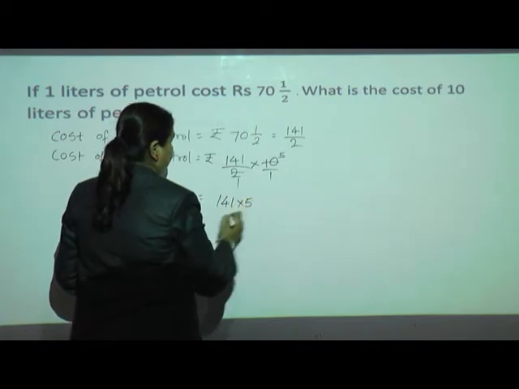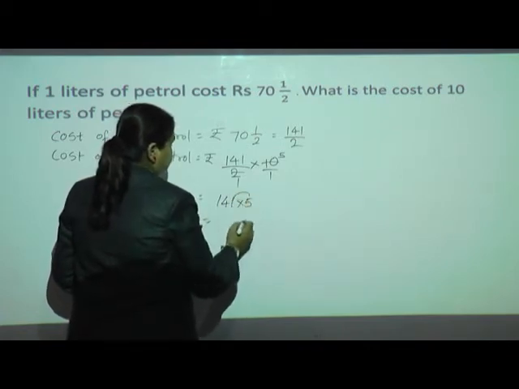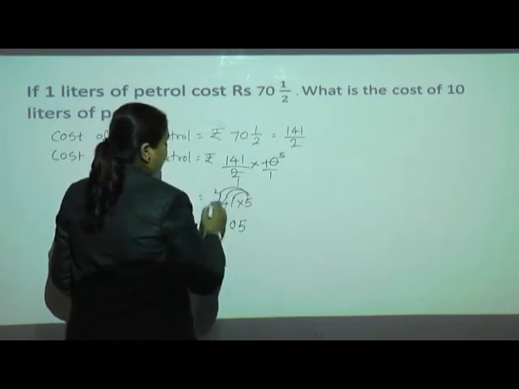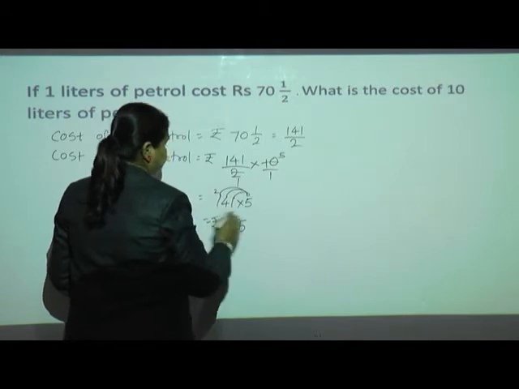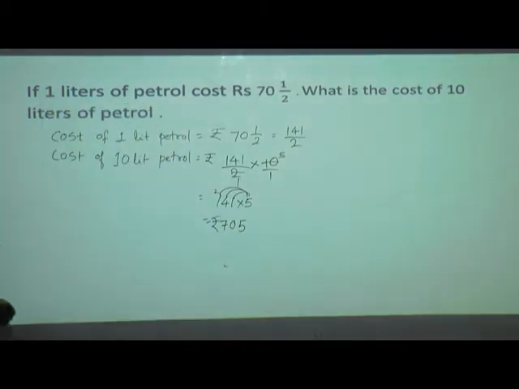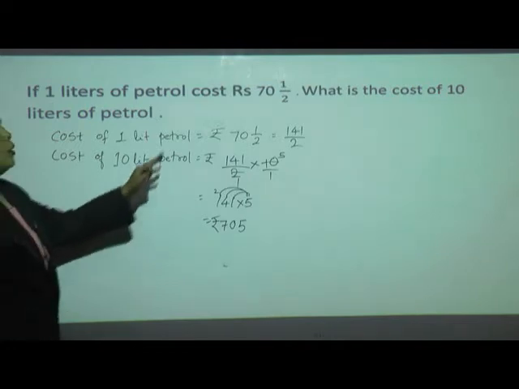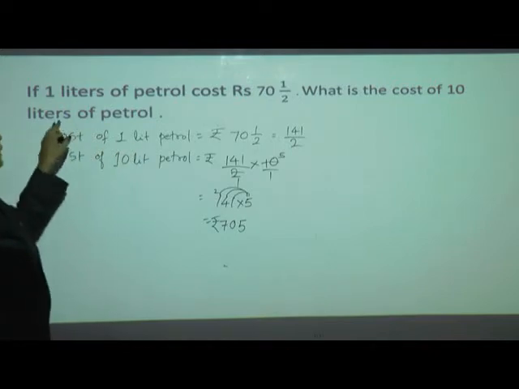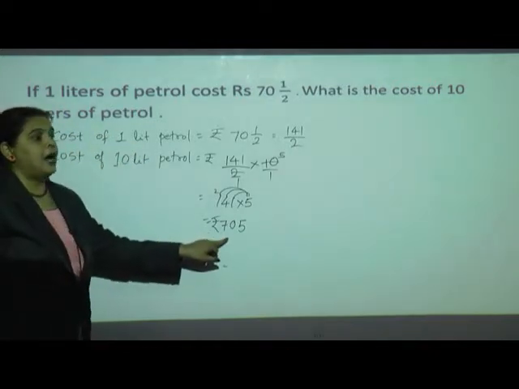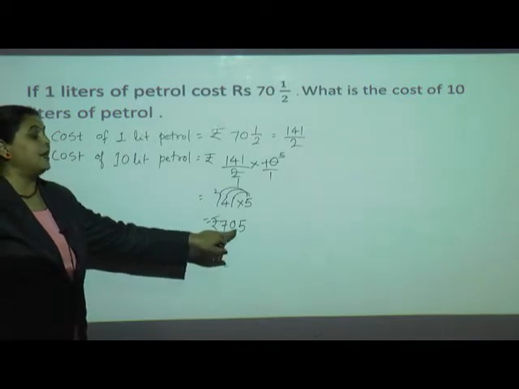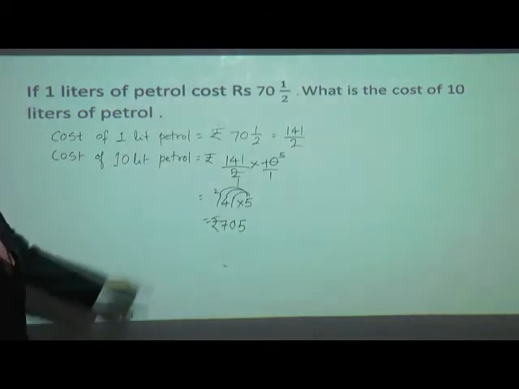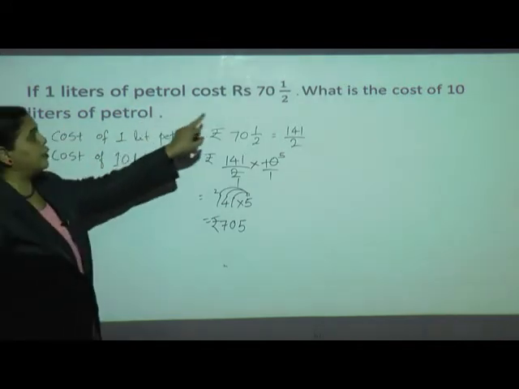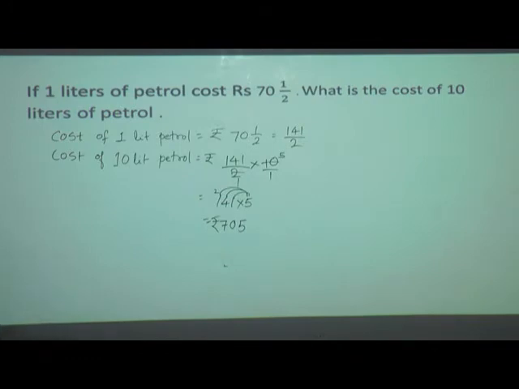141 multiplied by 5 is equal to, 5 1s are 5, 5 4s are 20 carry 2, 5 1s are 5, 7 and 0, 705. What is it? It is the rupees. How much rupees will I require to purchase or fill the tank of my car, that is 10 liters of petrol? I have to pay to the petrol pump 705 rupees to get 10 liters of petrol, when the cost of 1 liter of petrol is 70 rupees 50 paise.